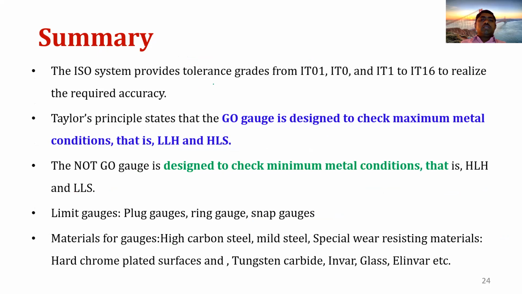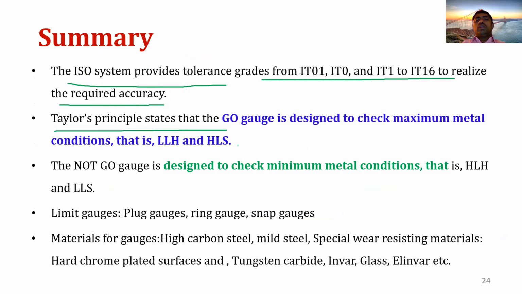So this is today's class. In this, we discussed the systems of limits, fits, and tolerance grades, different tolerance grades, IT0, IT01, IT1 to IT6, to realize the required accuracy. And we discussed Taylor's principle of gauge design. The GO gauge is designed to check the maximum metal conditions, that is the lower limit of the hole and the high limit of the shaft. And the NOT GO gauge is designed to check the minimum metal conditions, that is the high limit of the hole and the low limit of the shaft.